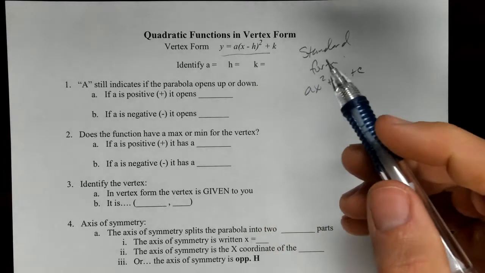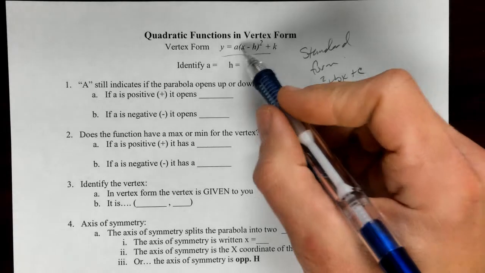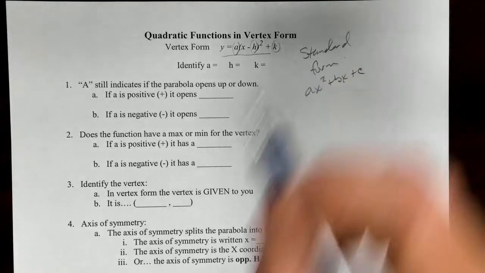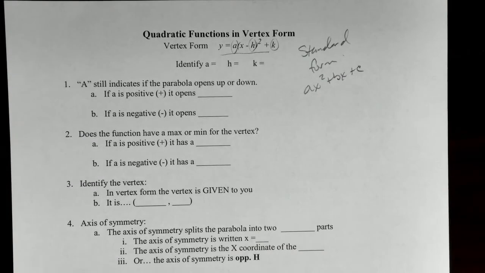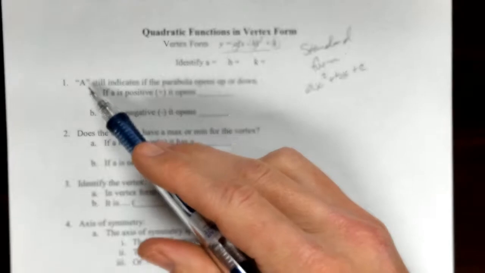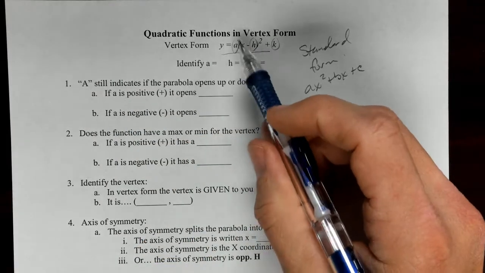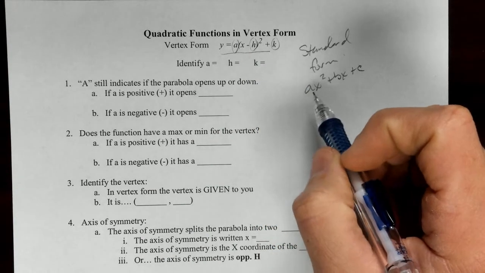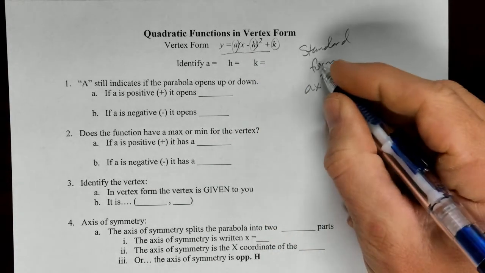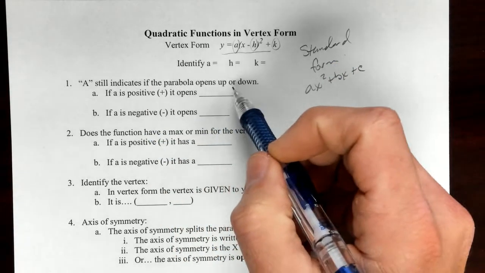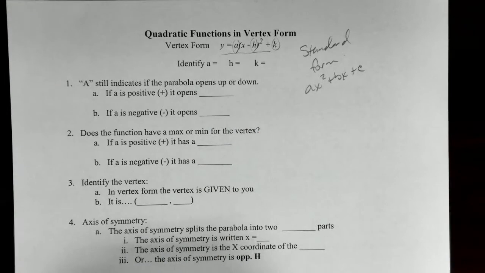squared plus k. Okay, and again, a is going to be a number, h is going to be a number, and k is going to be a number. So all numbers today that we are looking at. So again, to review, a, which is the number in front of my x squared term in standard form, tells me whether the parabola is going to open upward or if it's going to open downward.